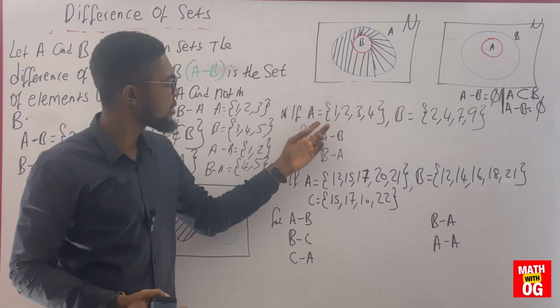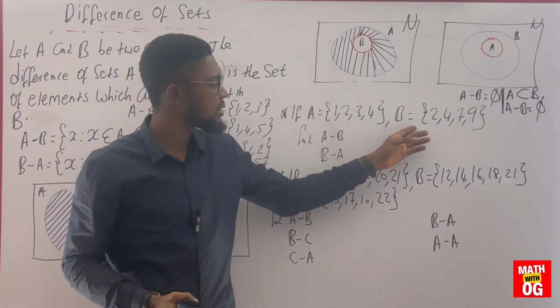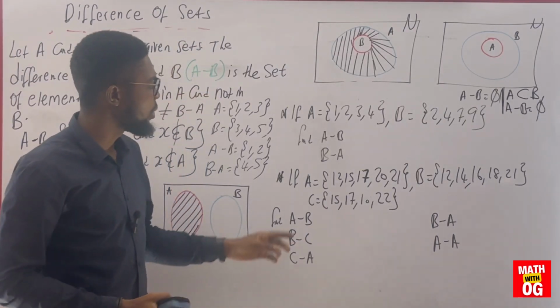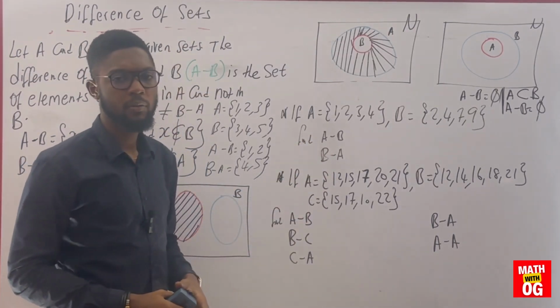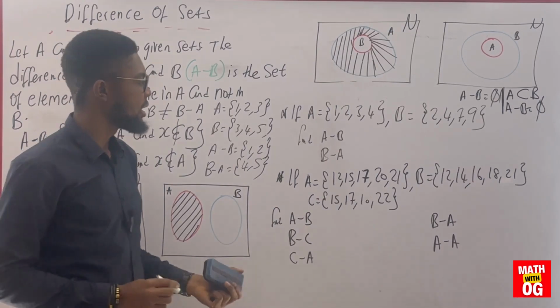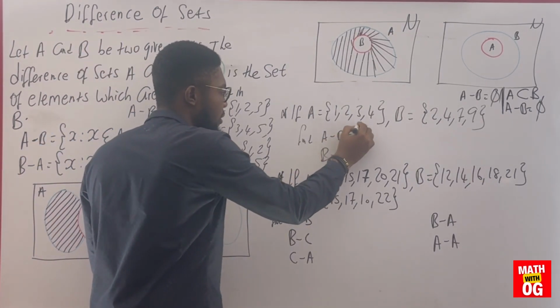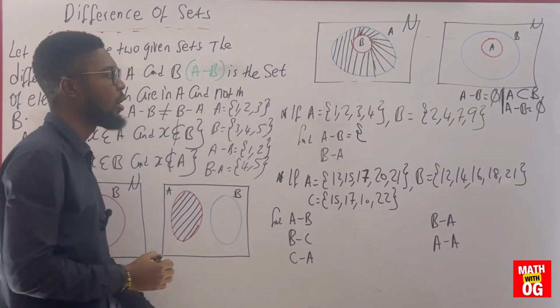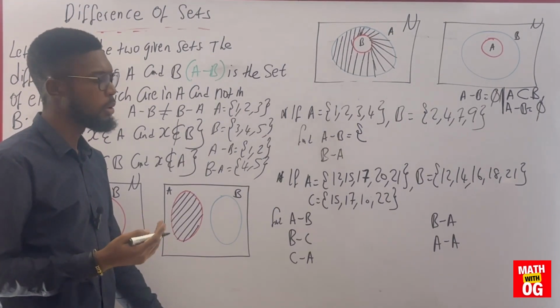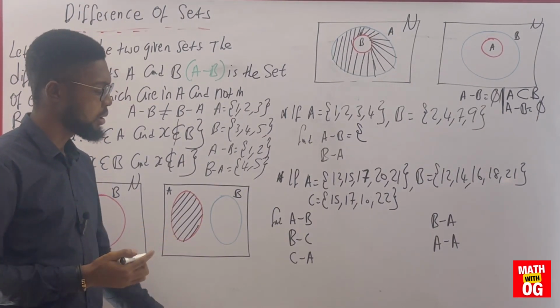Okay, let's continue. If A is equal to {1, 2, 3, 4} and B is equal to {2, 4, 7, 9}, we also find A minus B. We also find B minus A. Now in this case, A difference B are all the elements you have in A but not in B.